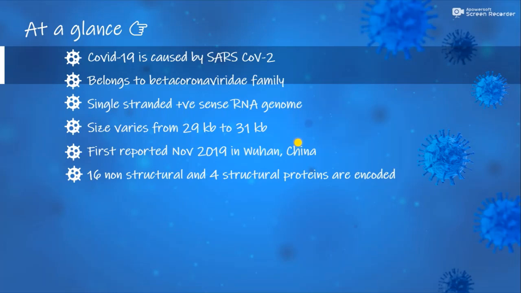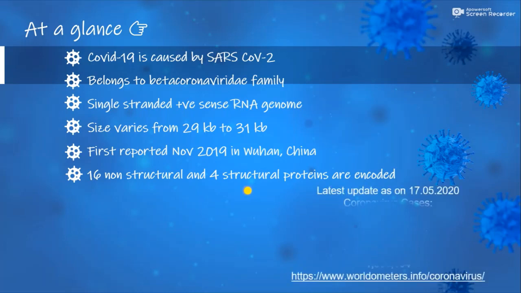The size comes around 29 to 31 kb, and it was first reported in November 2019 in Wuhan, China. This is a large genome, so it has almost 20 protein encoding genes. There are 16 non-structural and 4 structural proteins encoded by the SARS-CoV-2 genome.